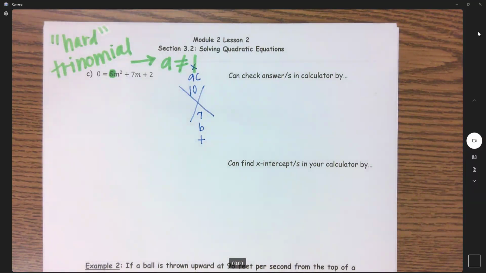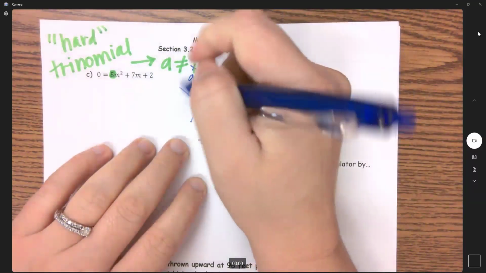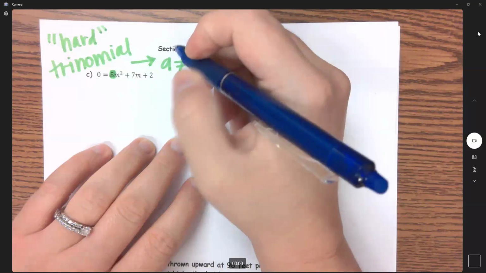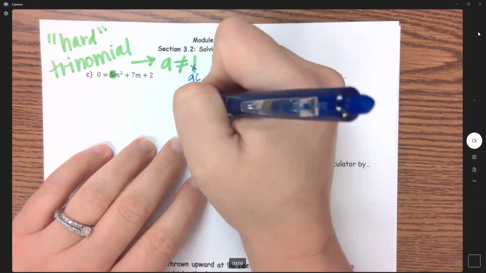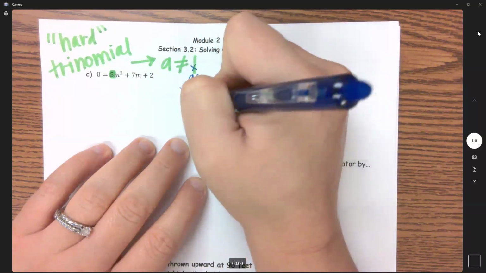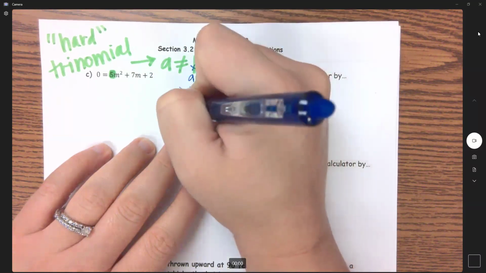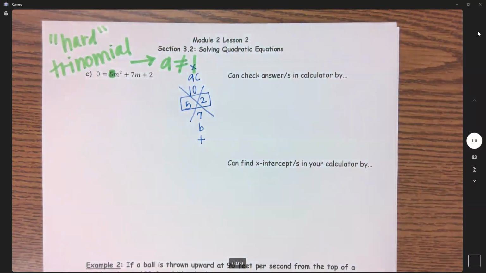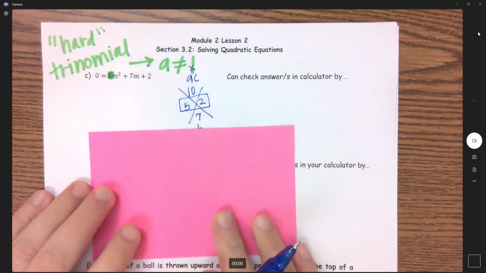Pause the video if you want a little bit more time to think about that. And you can list those out if you need to. But that is going to be 2 and 5. And let's go 5 and 2. It doesn't matter. Okay.